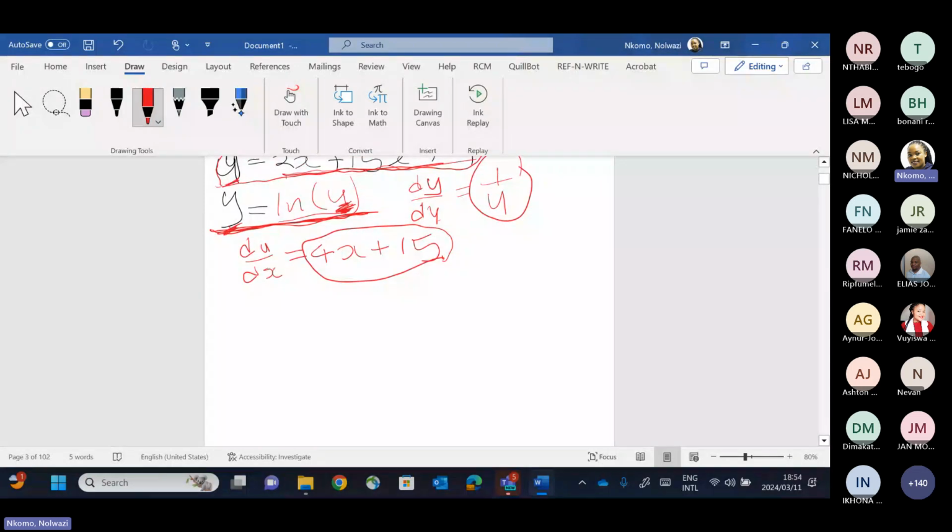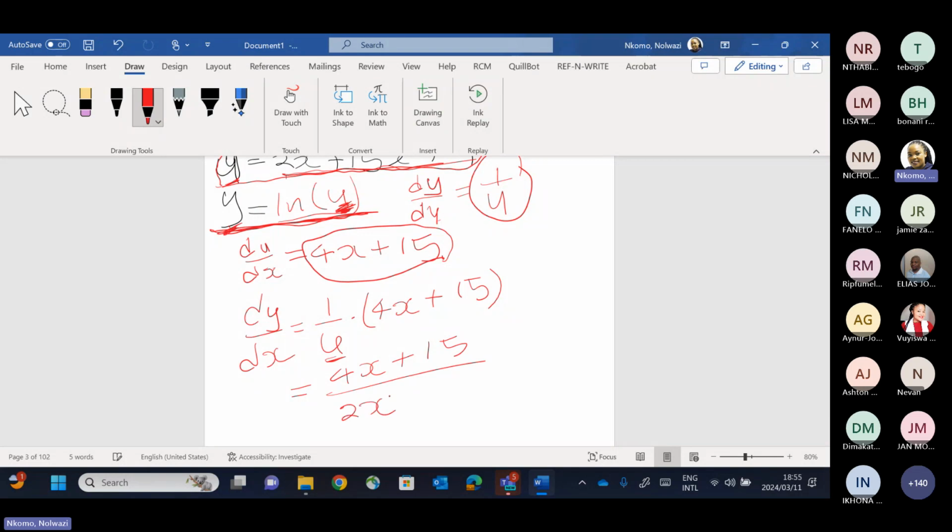If we substitute, we'll have dy over dx equals 1 over u times 4x plus 15. But our original function did not have u, so we have to put back the value of u, which is 2x squared plus 15x plus 9.